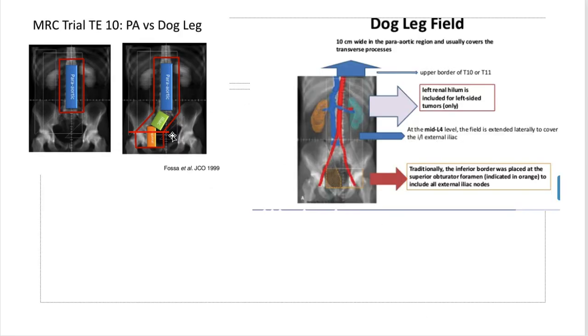Let's cover these fields. T10 PA versus dogleg. Dogleg field, 10 centimeters wide in the para-aortic region. It usually covers the transverse processes. Superior border is usually the upper border of T10 or T11. The left renal hilum is included for left-sided tumors only. At the mid-L4 level, the field is extended laterally to cover the ipsilateral external iliac. Traditionally, the inferior border was placed at the superior border of the obturator foramen to include all external iliac nodes, but it is no longer.